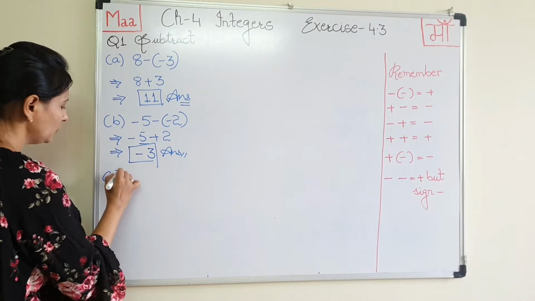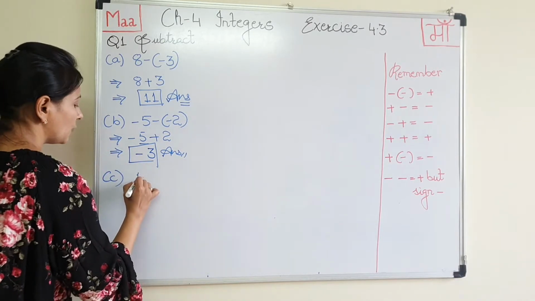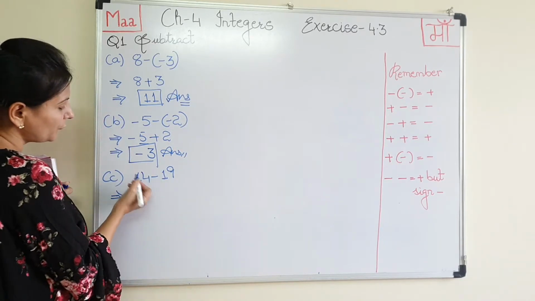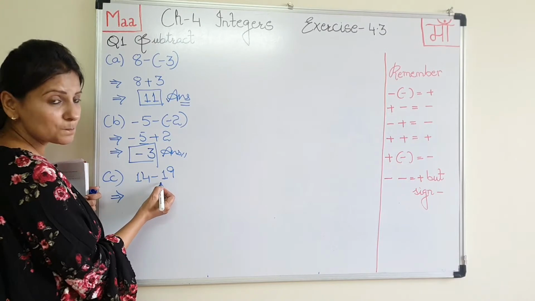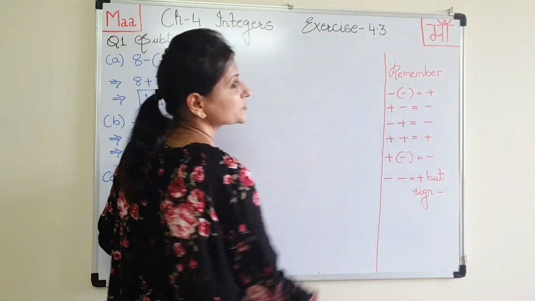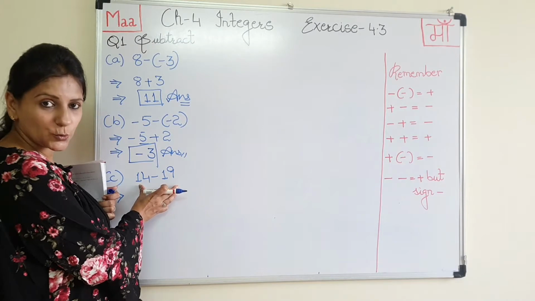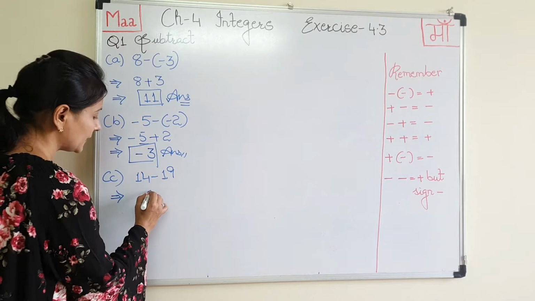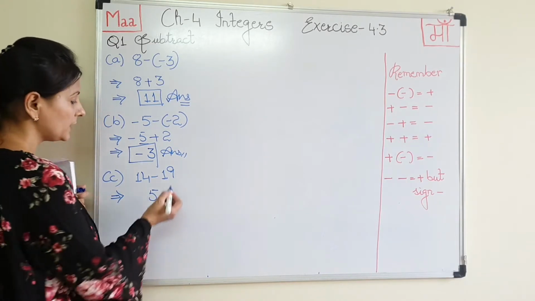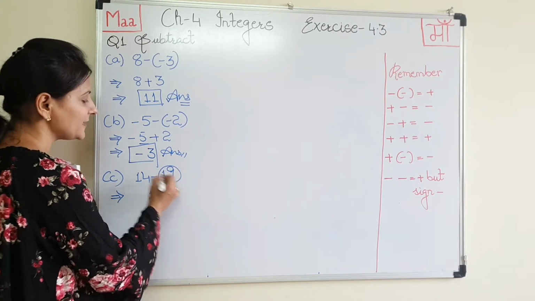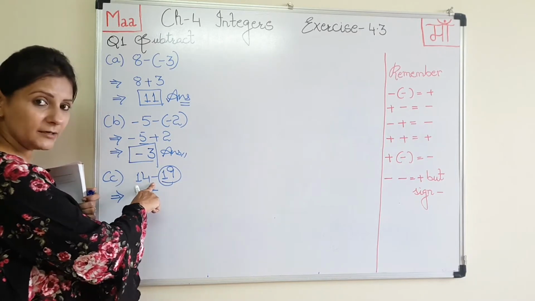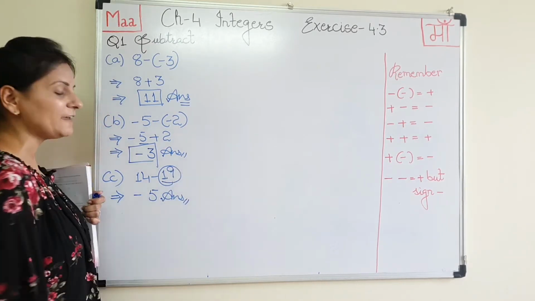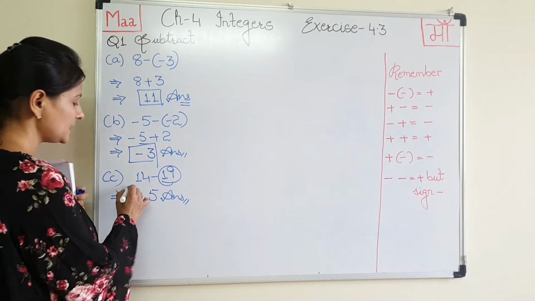Okay. Now C part. So C part is 14 minus 19. Here there is no bracket in the question. So before 14 no sign, that means plus, and it is minus. So plus minus is equal to minus. So we have to subtract these two numbers. So subtract 14 from 19. 19 में से आप 14 को subtract करिए, आपको आंसर मिलेगा क्या? आपको आंसर मिलेगा 5. Now which integer is greater? Yes, 19 is greater, and before 19 which sign is there? Minus sign. So in the answer also the minus sign will come. So minus 5 will be the answer of C part.